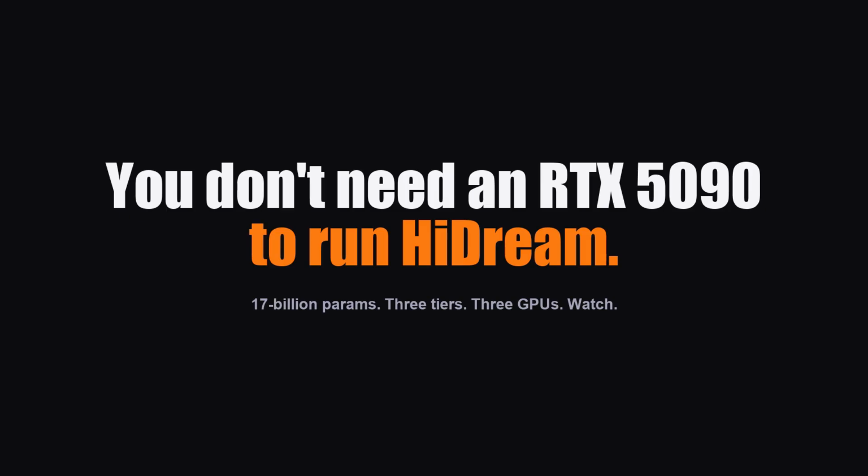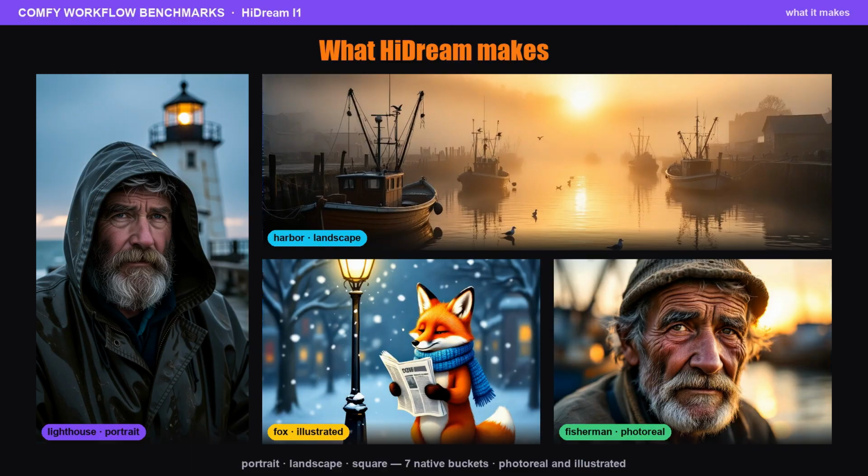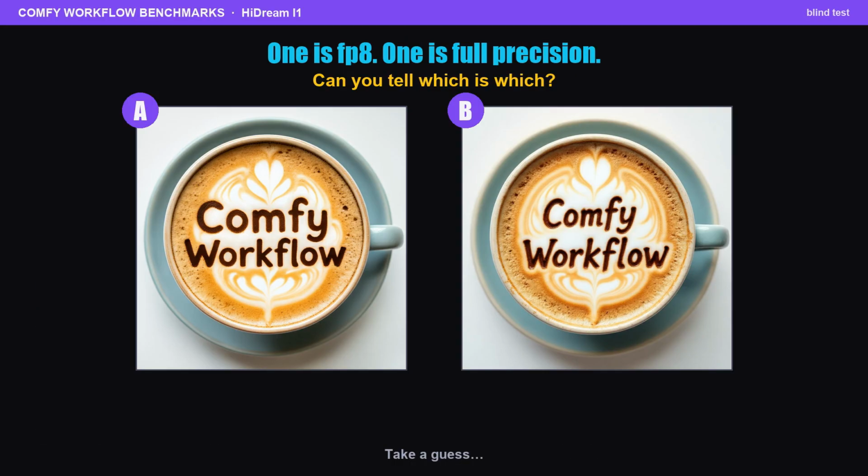You don't need an RTX 5090 to run this. HiDream I1, 17 billion parameters, 3 tiers, 3 GPUs. Let's prove it. First, what it makes. Portraits, landscapes, illustration. Photoreal and stylized, across every native aspect ratio. HiDream at full quality.